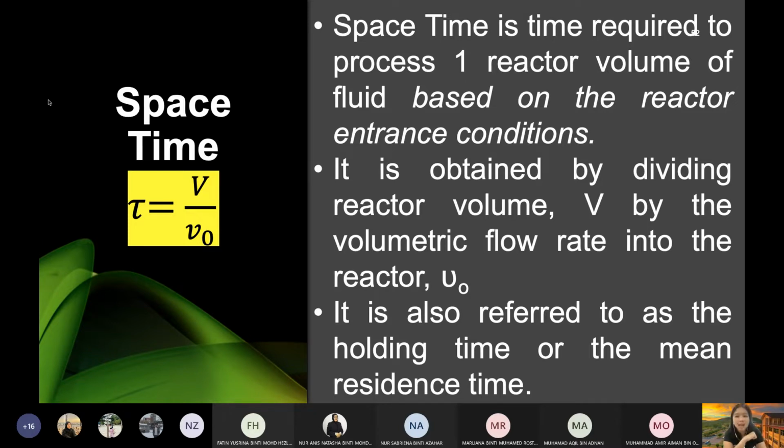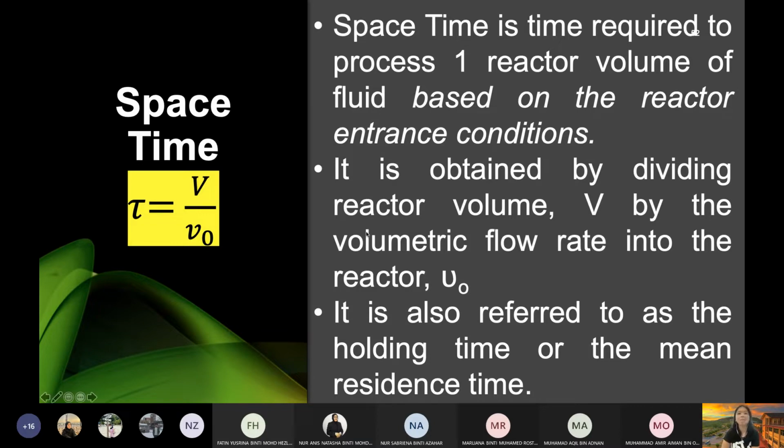When we talk about time, we talk about space time and residence time. Both of these use symbols, okay? So it's different. t is reaction time, while space time and residence time use a different symbol, as shown here on the formula. So don't get confused. Remember that for PFR and CSTR it is space time, and reaction time is only for batch. Okay, next. What is space time?